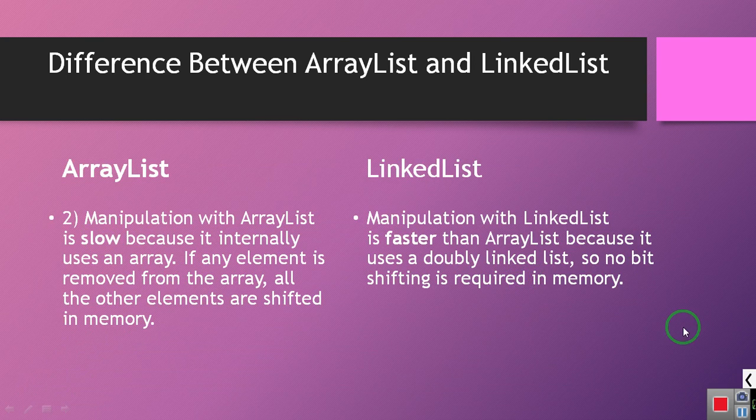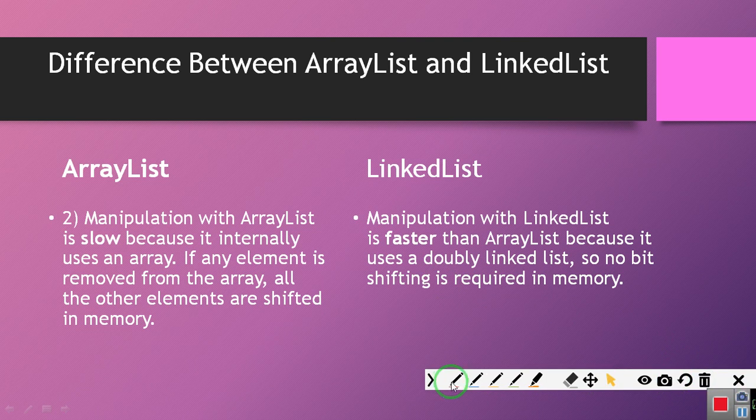Now the manipulations. If we differentiate ArrayList and LinkedList on the basis of manipulation, ArrayList is slow in manipulations, and LinkedList is faster if we want to do more manipulation operations. So LinkedList is faster and ArrayList is slow. Why is ArrayList slow? Because in an ArrayList we require bit shifting, so that's why it is slow, and LinkedList is faster because we don't require any type of bit shifting.